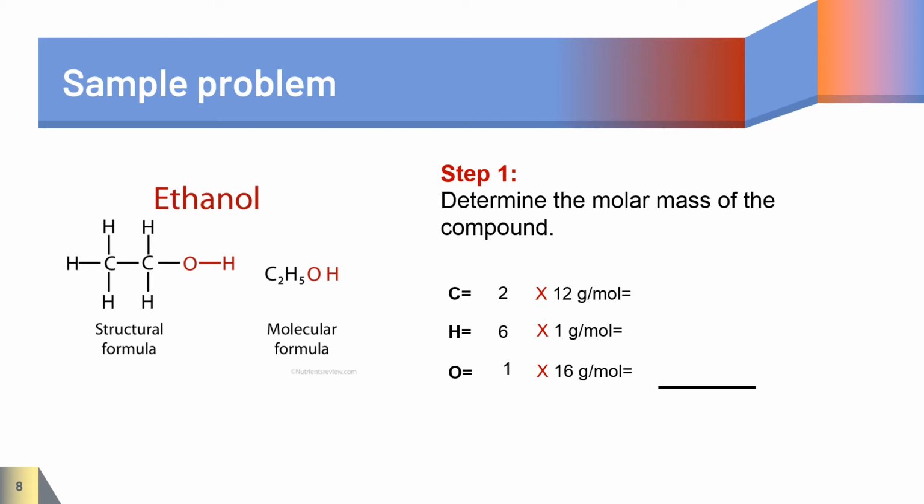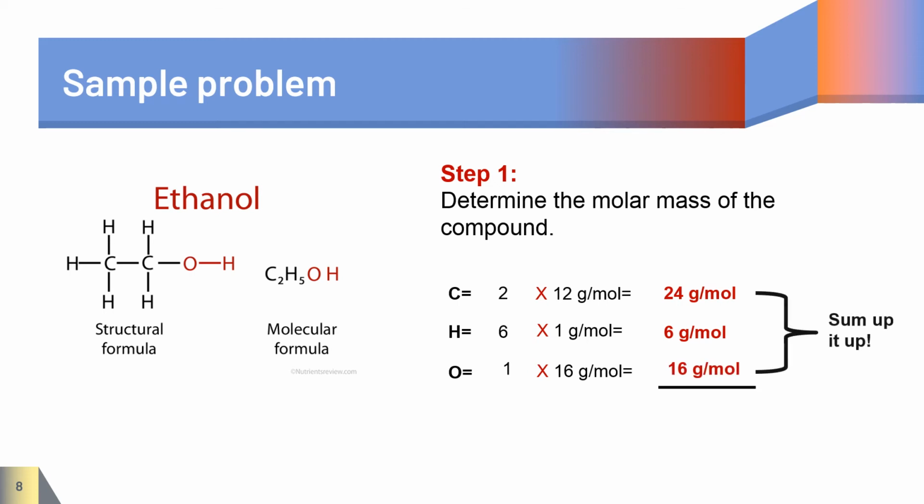Now, our next step is to find the product of the number of atoms and their atomic mass. For carbon, we have 2 times 12 gram per mole. The answer is 24 gram per mole. For hydrogen, we have 6 times 1 gram per mole. The answer is 6 gram per mole. And for oxygen, we have 1 times 16 gram per mole. We have 16 gram per mole.